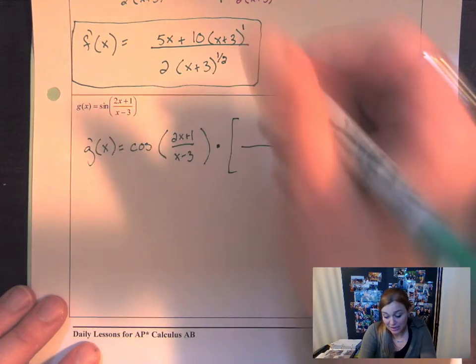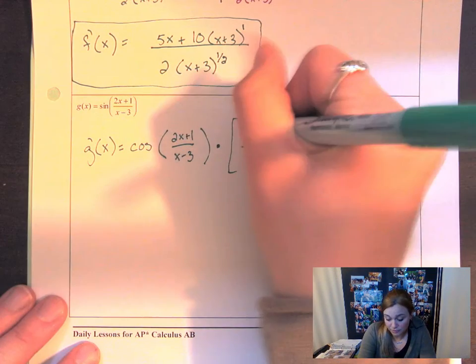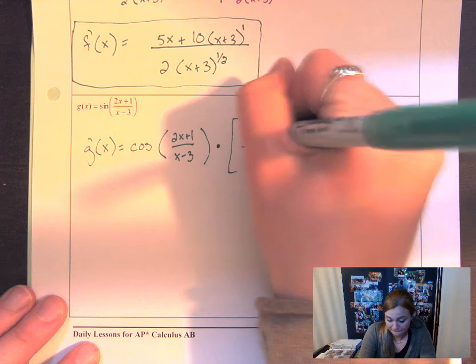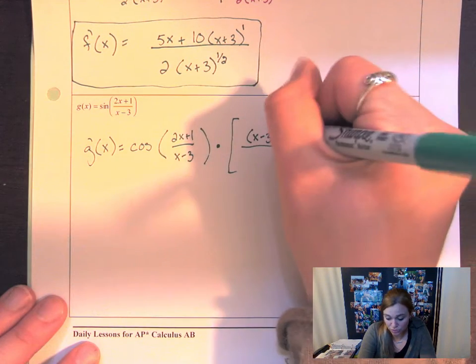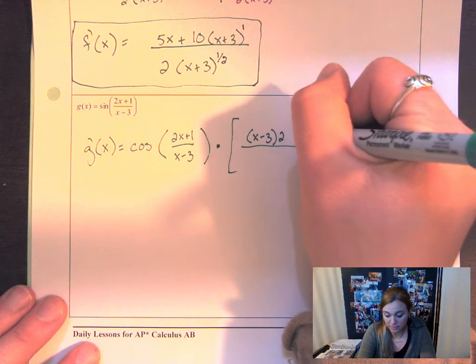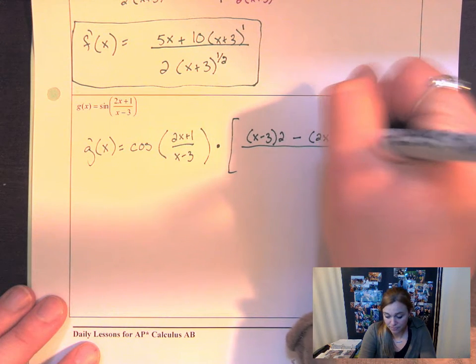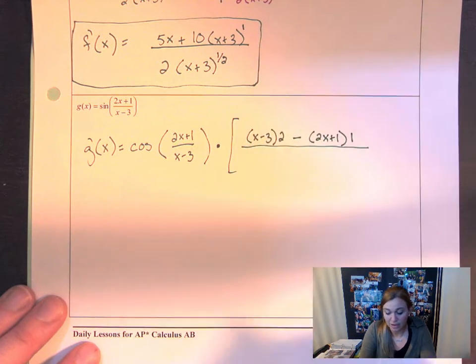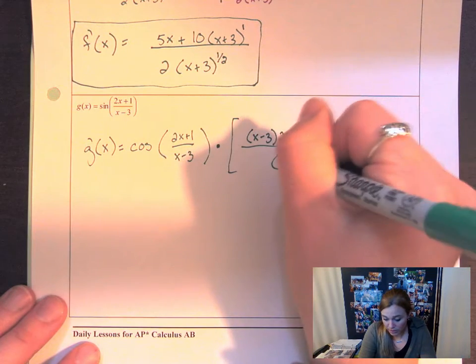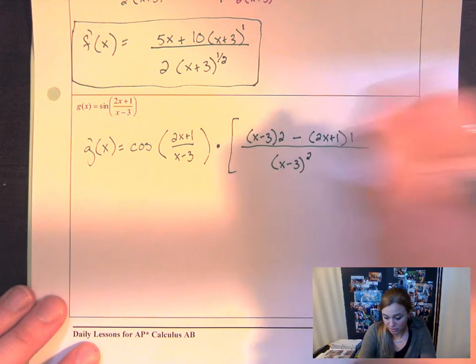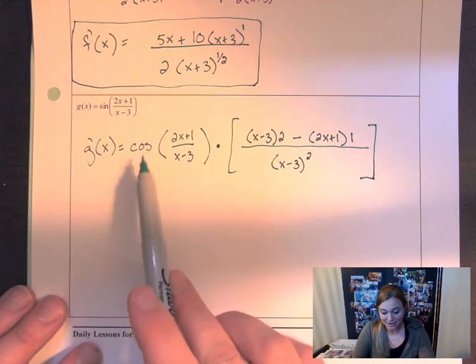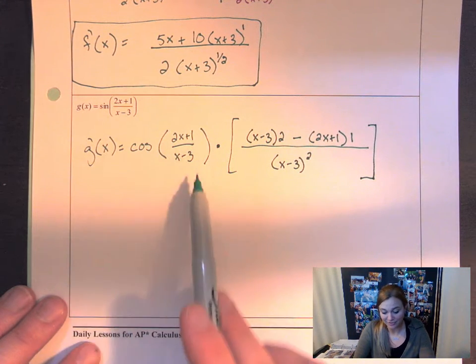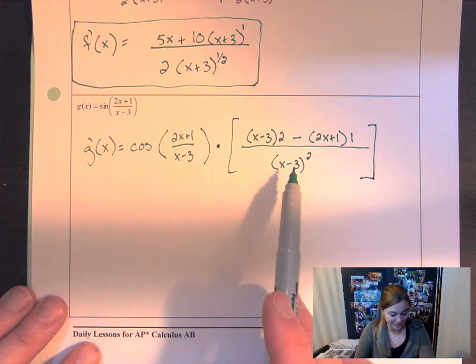Bottom times the derivative of the top minus top derivative of the bottom over the bottom squared. So I'm going to say bottom times the derivative of the top. The derivative of 2x plus 1 is just 2. Bottom derivative of the top minus top derivative of the bottom over the bottom squared. So I did the derivative of the outside, I left the inside alone, times the derivative of the inside.